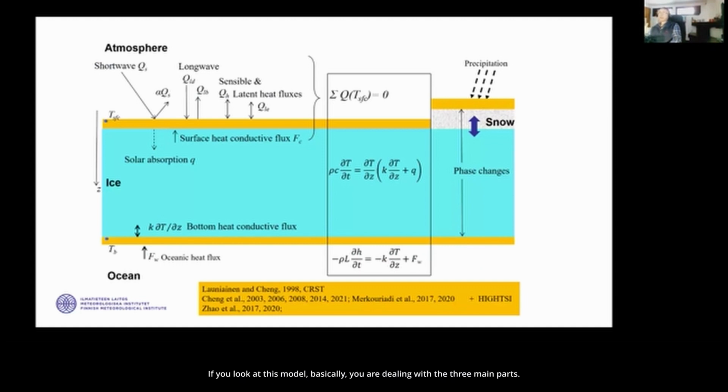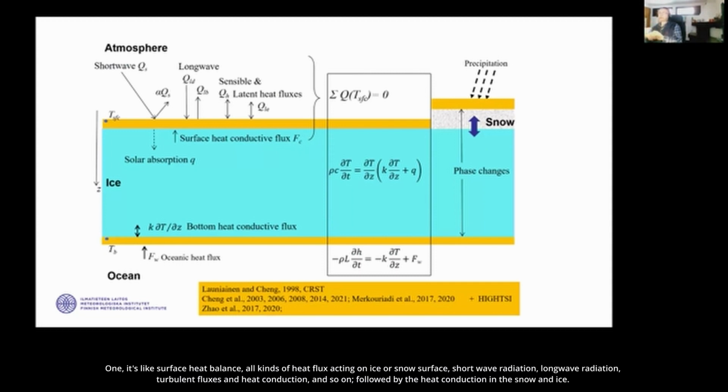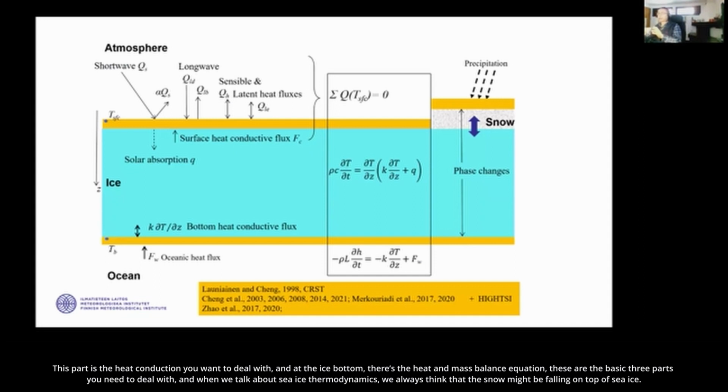make development. If you look at this model, basically you need to deal with three main parts. One is surface heat balance, all kinds of heat flux acting at the ice or snow surface: shortwave radiation, longwave radiation, turbulent fluxes, and heat conduction, and so on. This is followed by the heat conduction in the snow and ice. So this part is the heat conduction you want to deal with. And at the ice bottom, there's the heat and mass balance equation. So these are basically the three parts you need to deal with.